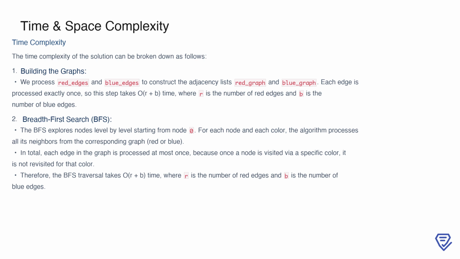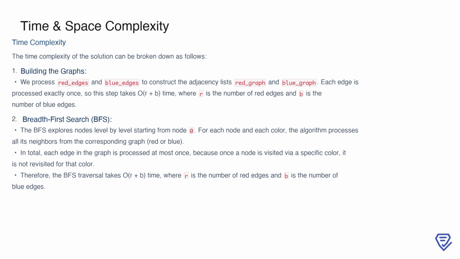To analyze the time complexity of our solution, we start by looking at the graph construction phase. Here, we process the red and blue edges to build their respective adjacency lists. Since each edge is visited exactly once during this process, the time required is proportional to the number of edges, which is O(R + B), where R represents the red edges and B represents the blue edges.